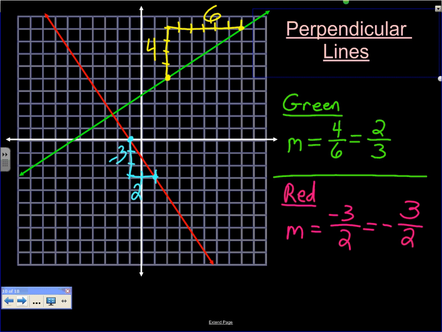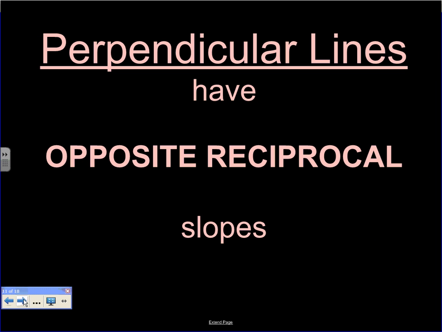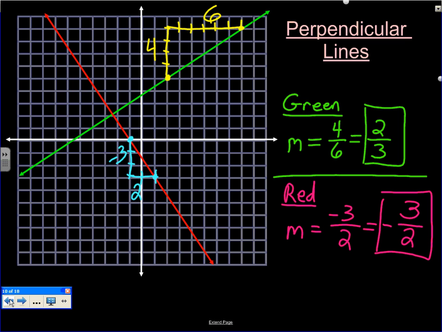So let's look at those slopes. The slope of the red line is negative 3/2. The slope of the green line is 2/3. Well, they look like reciprocals, other than the green line is a positive and the red line is a negative. The slope for the red line is a negative. And that's key when you find the slope of perpendicular lines. We can look here. Perpendicular lines have opposite reciprocal slopes. Opposite reciprocal slopes.